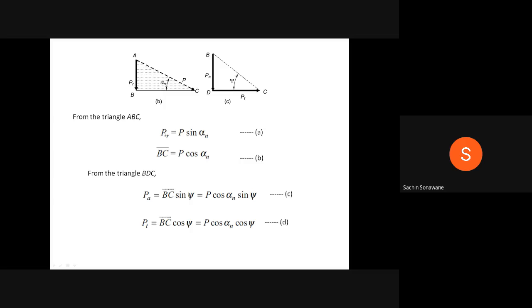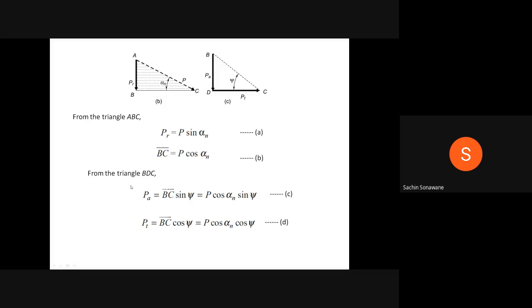Now, for radial force Pr, similarly, cos alpha n we have to take. Cos alpha n is equal to BC upon P. Therefore, BC is equal to P cos alpha n. It is equation B.